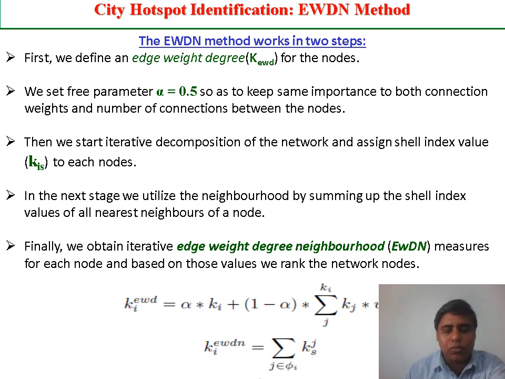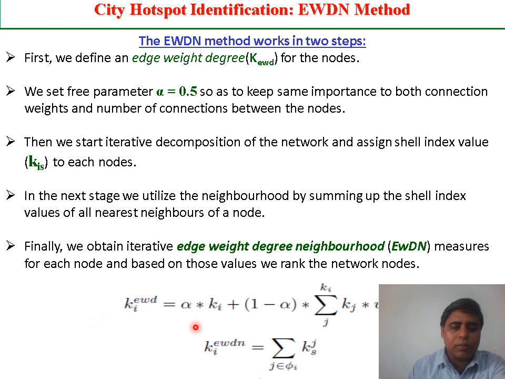Then we do some pre-processing, edge weight based thresholding, to reduce the network from a dense network to a sparse network. Then we employ our EWDN method. This method was proposed by us in some other work, and we employed it on these modeled networks to identify the city hotspots.